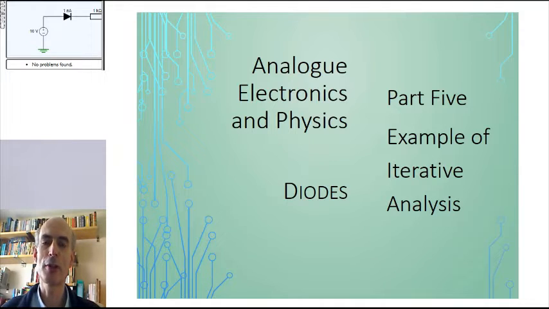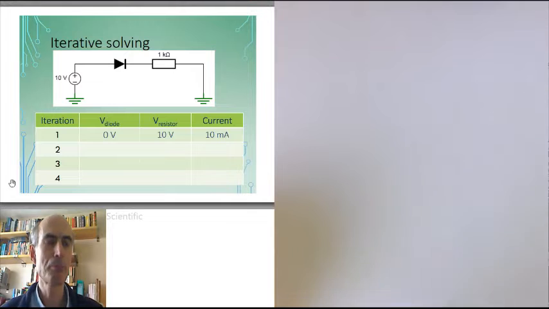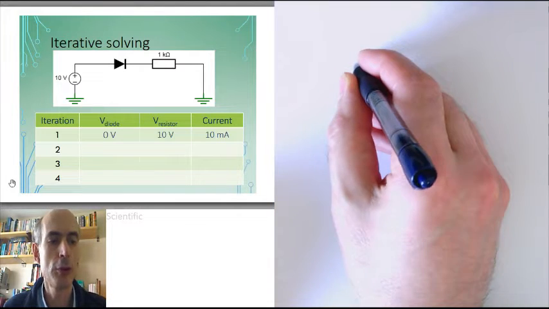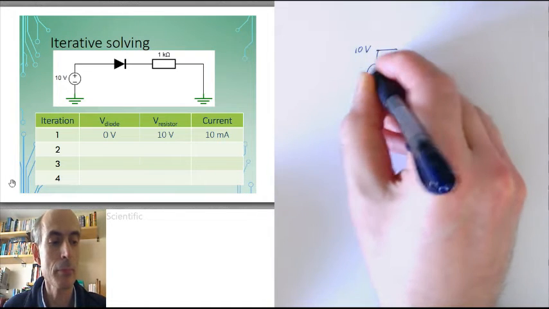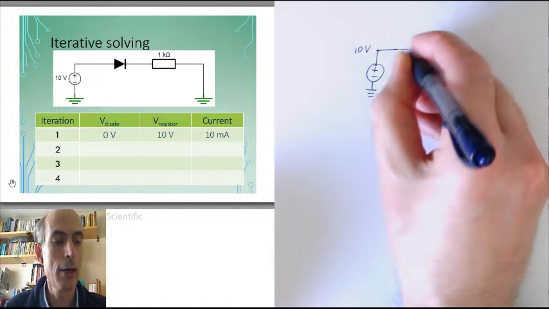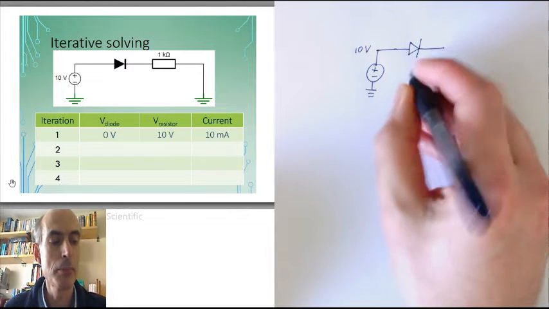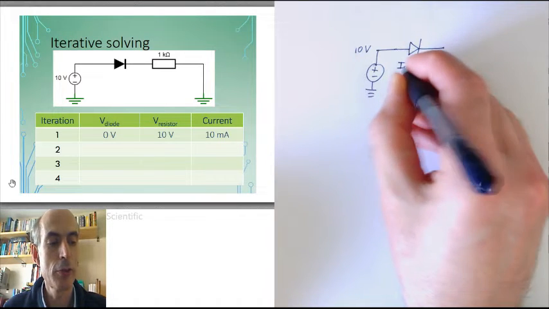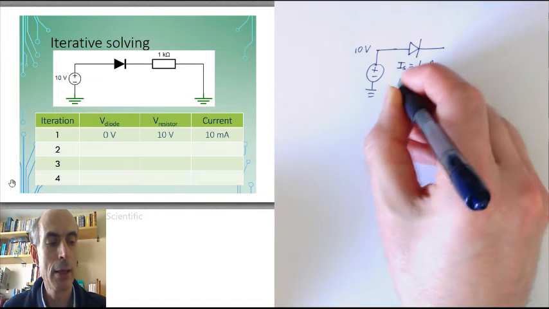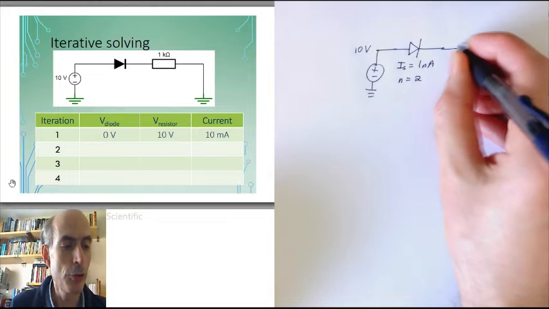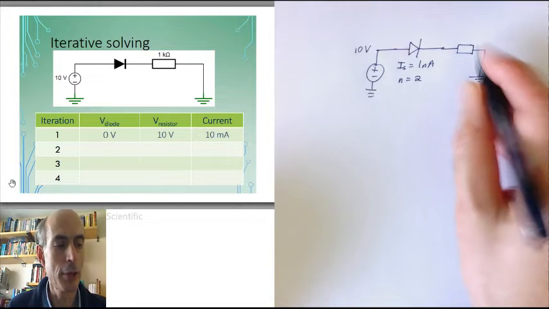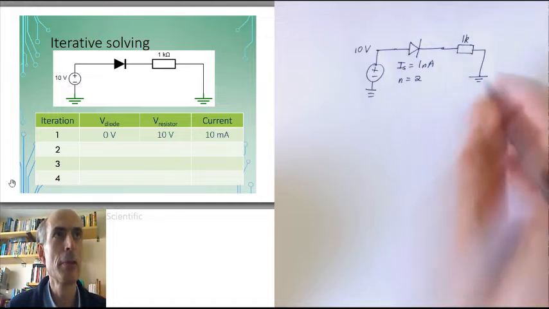I'm sure this will be much clearer with an example, so let's work through the same problem that we saw in the last video. The problem is that we have a 10 volt voltage source, so this point in the circuit is at 10 volts. And I have a forward biased diode there, which has a saturation current of 1 nanoamp and an ideality factor of 2. That then goes into a 1K resistor, and the other side of that 1K resistor is just connected to ground.